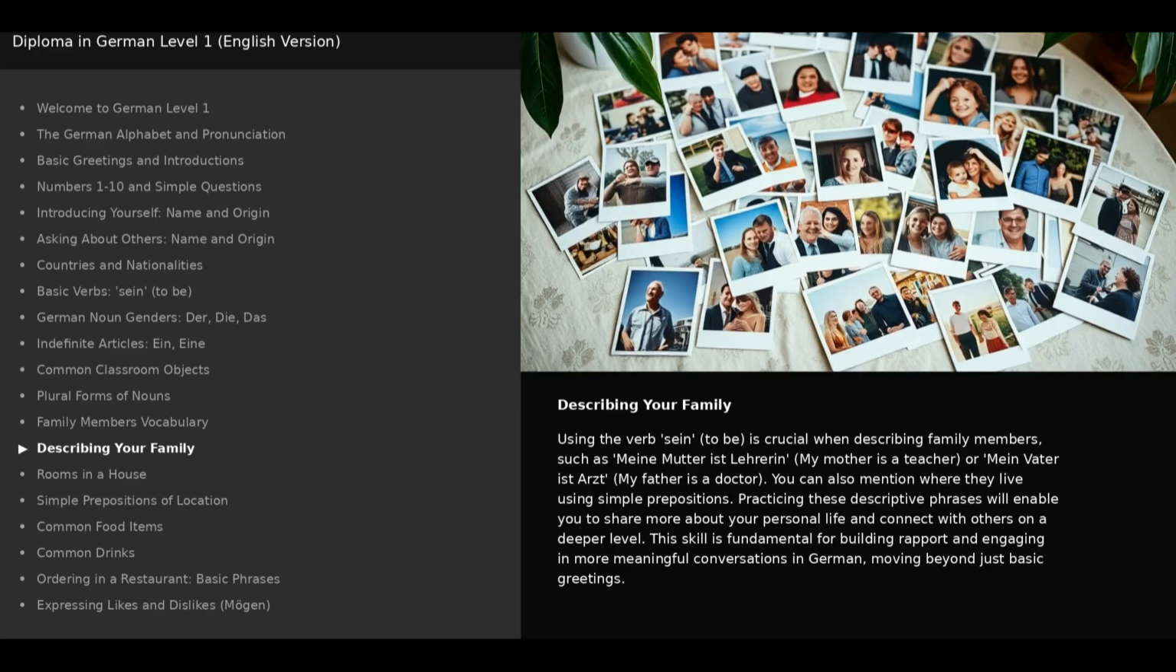Using the verb sein, to be, is crucial when describing family members, such as Meine Mutter ist Lehrerin, my mother is a teacher, or Mein Vater ist Arzt, my father is a doctor. You can also mention where they live using simple prepositions. Practicing these descriptive phrases will enable you to share more about your personal life and connect with others on a deeper level. This skill is fundamental for building rapport and engaging in more meaningful conversations in German, moving beyond just basic greetings.